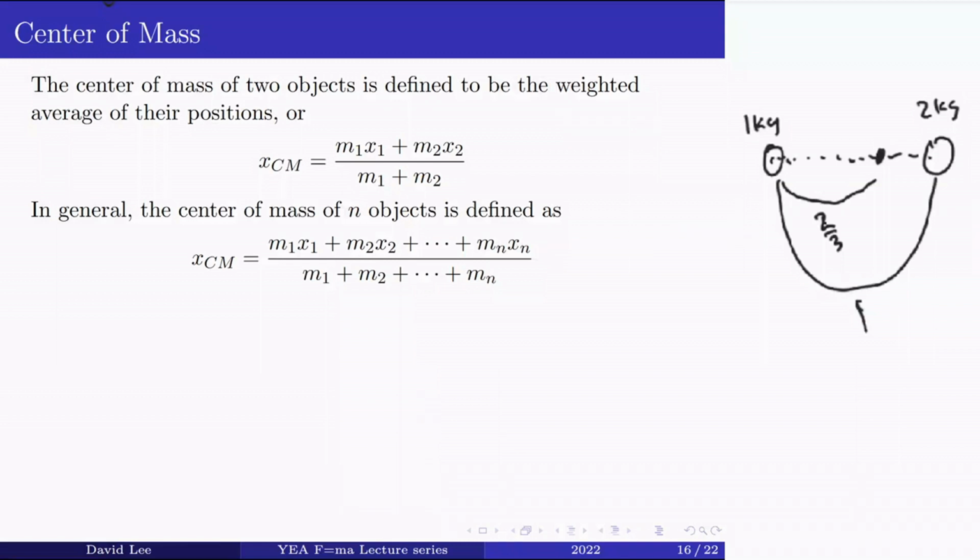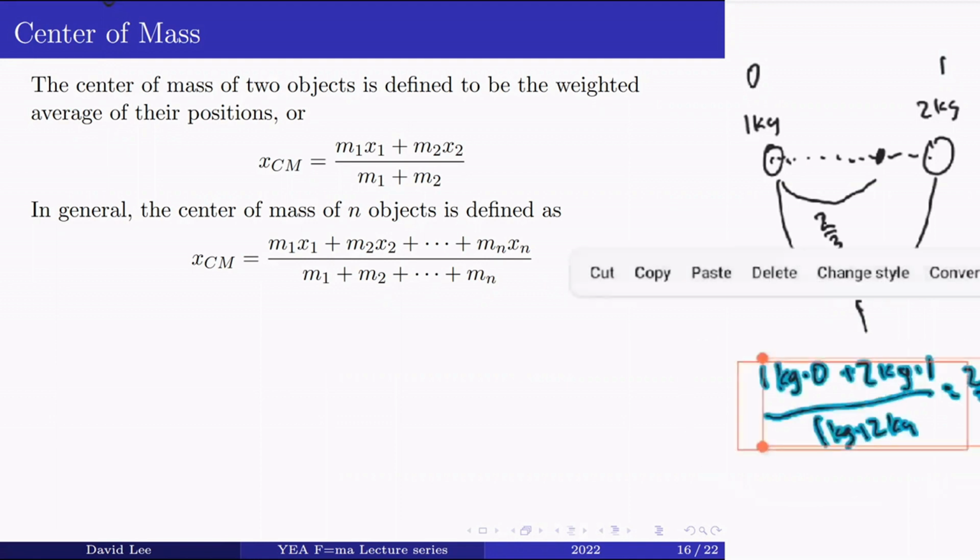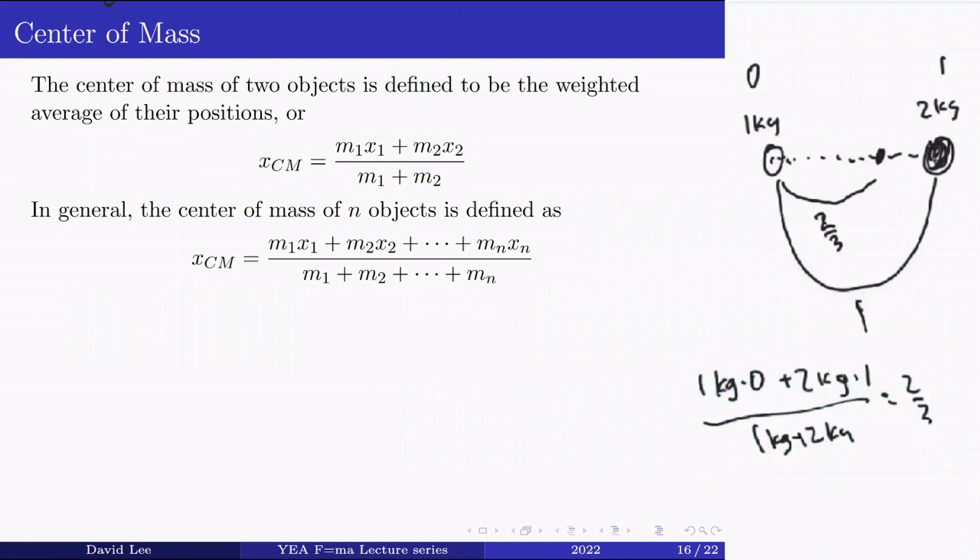And the reason why this is, well, we can plug it into our equation. If we call this 0 and this position 1, it will just be 1 kilogram times 0 plus 2 kilograms times 1, over 1 kilogram plus 2 kilograms. This is 2/3. Or we can just think of it like a weighted average. This mass is twice as massive, so it can pull on the center of mass twice as much. So the center of mass should be twice as close to this one as it is to the other mass. And in general, it's just the formulas up there. You just take the sum of m_i x_i and then divide by the sum of the masses to get the center of mass.